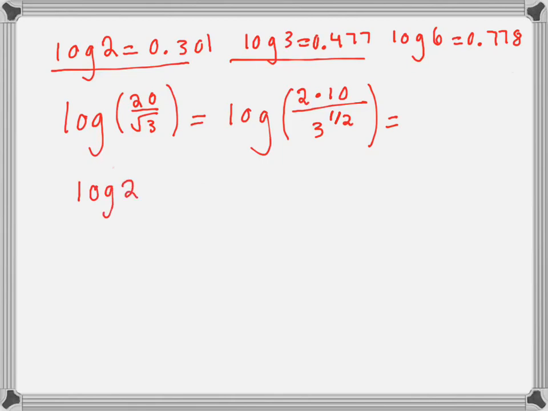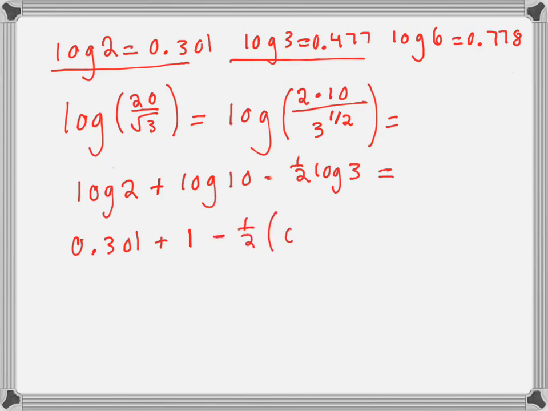So log of 2 plus log of 10, because that's on the numerator and it's separated by multiplication. And now on the denominator, we need to subtract it. We have log base 3 of 1/2. So then this simplifies, because we can bring this out front, right? So we can make this 1/2 log 3. So now this is equal to 0.301 plus 1 minus 1/2 times 0.477, which is also equal to 1.0625.